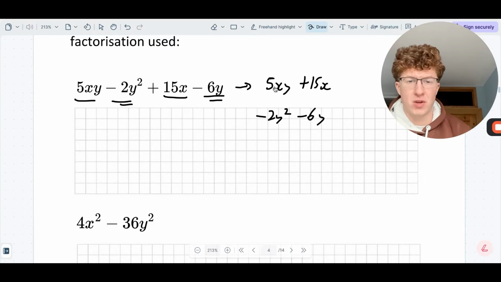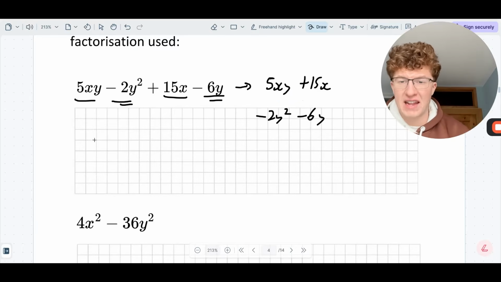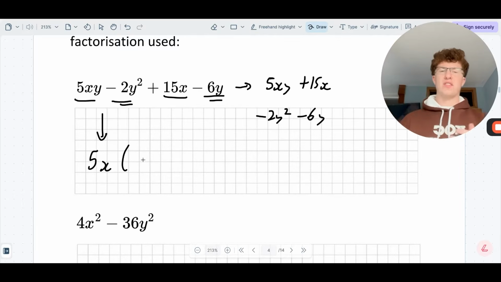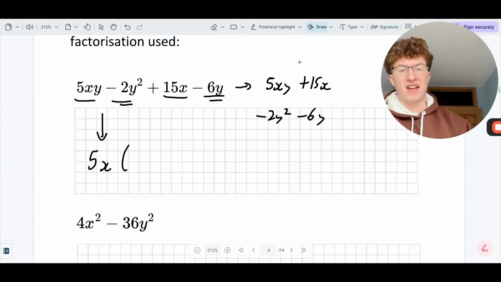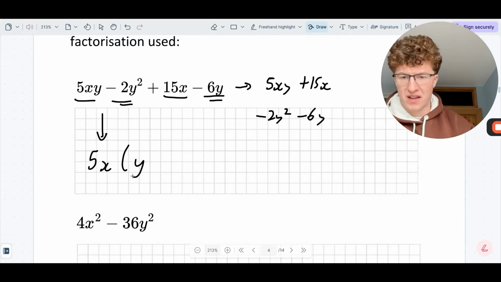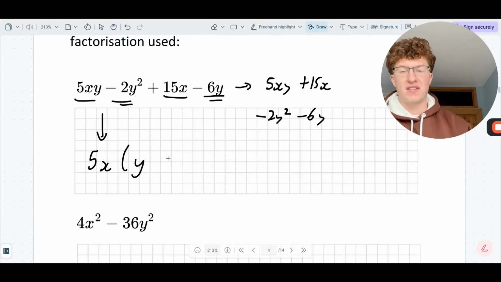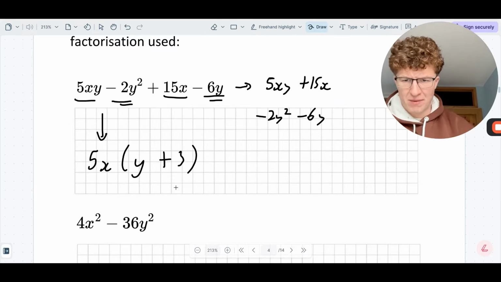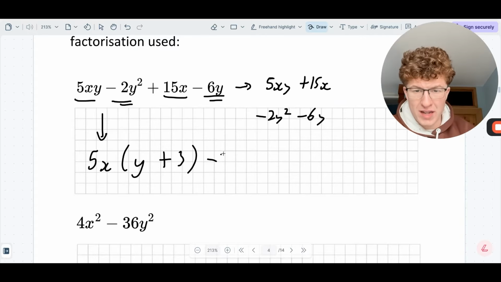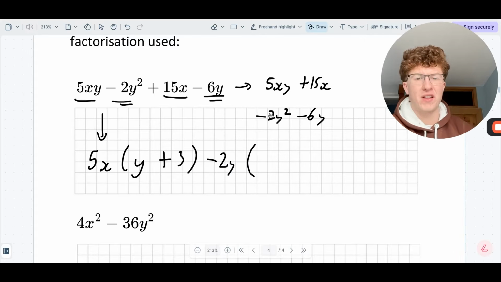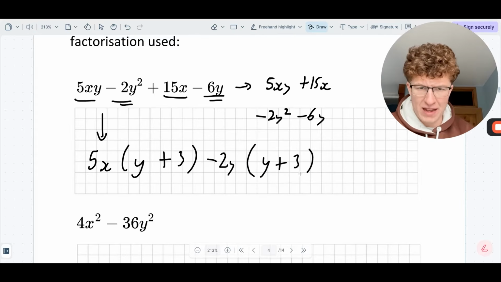When we group these two, we're going to see they have a 5 in common and an x in common. So we can rewrite this as 5x bracket. Now what goes in the brackets? We're going to be dividing these here by 5x. So the 5xy divided by 5x will give a y. And then the 15x divided by 5x, we're just going to have a plus 3. Like that. Then the next ones, they have a minus 2y in common. And now again, we're going to divide each of these by minus 2y. We're going to get a y plus 3 again.